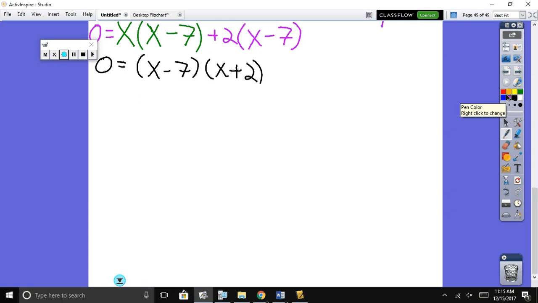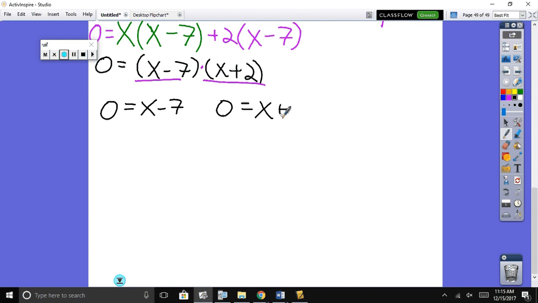Now that we have it set equal to 0, we can use the zero product property, which tells us that if we have two things, such as these two, being multiplied together, that one or both have to be 0. So we need to find numbers that could make x minus 7 0, or numbers that make x plus 2 0. Quick solve here. This is a negative 7, so we're going to add 7 to both sides.